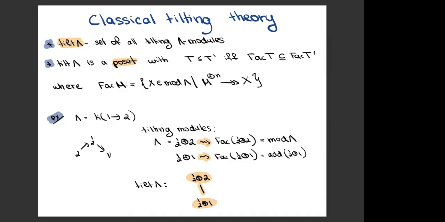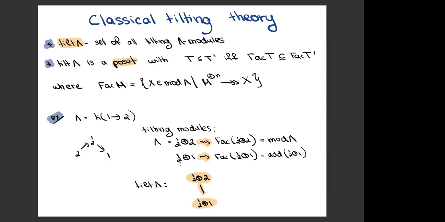And so again, in our example, we had 2 tilting modules, so I can calculate their FAC. The first one was the projectives. FAC of the projectives is everything, because everybody is a quotient of projectives, so we have the entire module category. So that will be your top element in the poset, always.